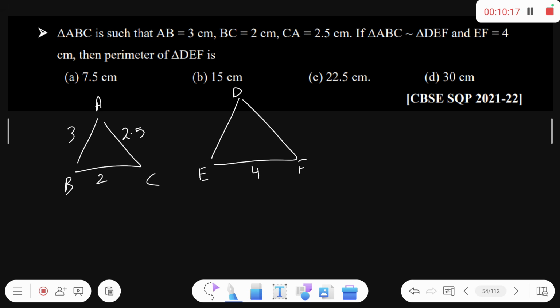Now you can see it is twice. So 2.5 doubled is 5, 3 doubled is 6. So 6 plus 4 plus 5 is 15 centimeter is your perimeter.